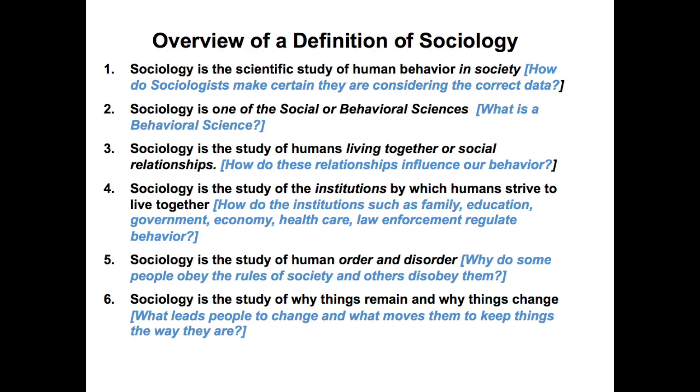Sociology is a behavioral science. A natural science studies things that are physical, chromosomes and atoms and things like that, metal and its strength. Behavioral science studies how people act, and it's therefore a much more difficult study. Sociology studies how we live together.